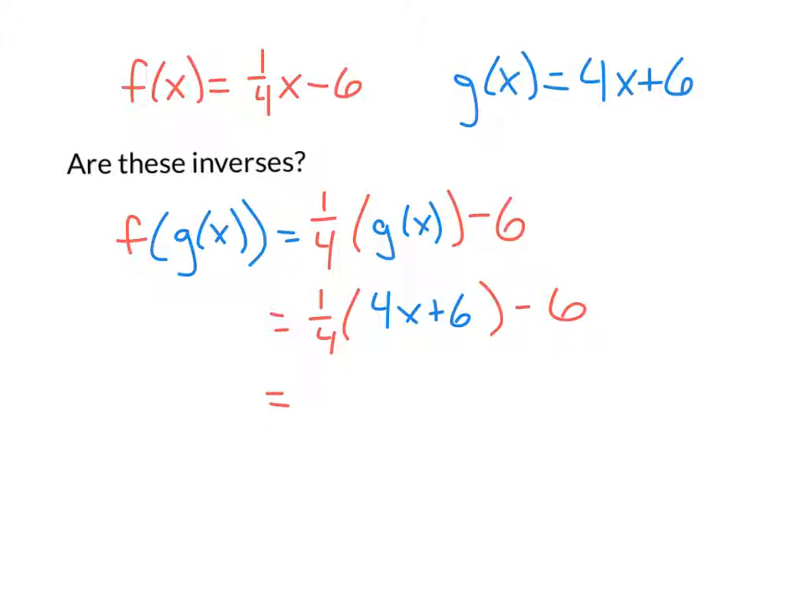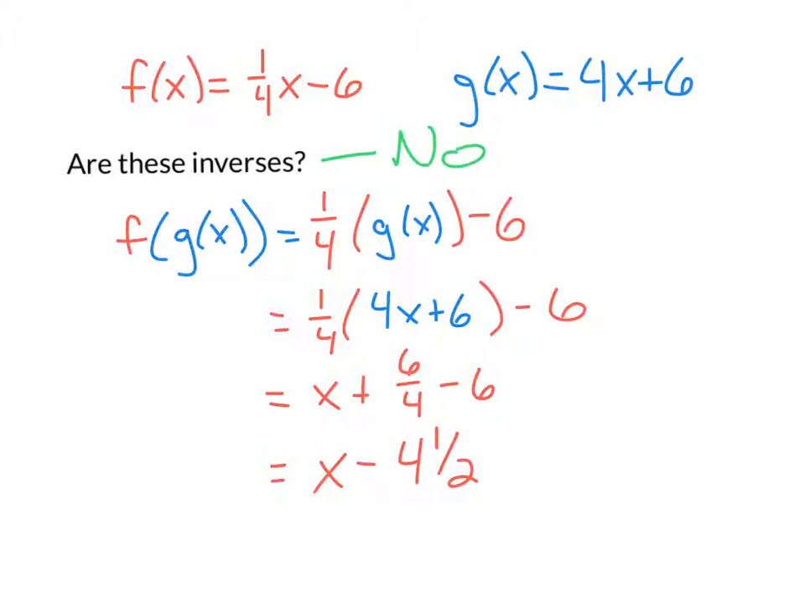And when we distribute that, we get 1x plus 6 over 4 minus 6. 6 over 4 is 3/2. So we would have x minus 4.5. And we can't simplify it any further. And so right away we can say that in fact, to answer this question, no. And we don't even have to try g of f of x because both ways have to produce an x, and this way already doesn't, so it doesn't matter whether or not g of f of x does. We know that these are not inverses.